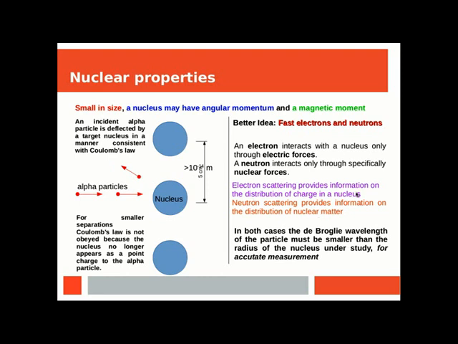So electron scattering provides information about charge distribution, because electrons are charged particles. Neutrons are not charged particles. They provide information about the mass distribution, the way neutrons and protons are arranged. This information is provided by neutrons because neutrons interact with protons and neutrons by means of nuclear forces. An important condition for accurate measurement is that the de Broglie wavelength for both these particles should be smaller than the typical size of the nucleus.